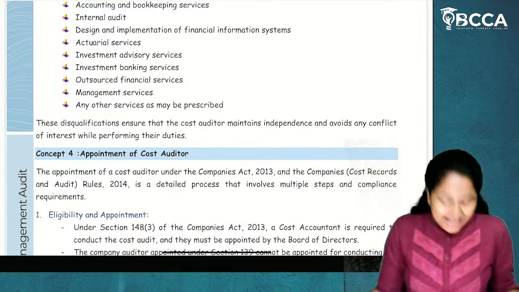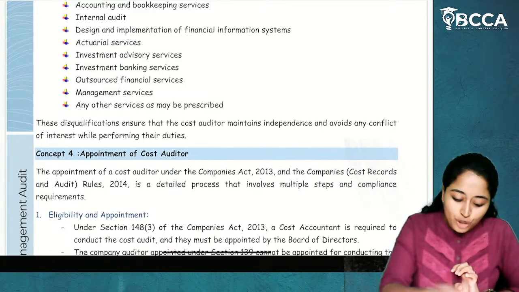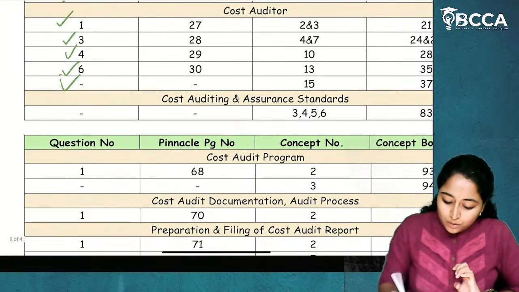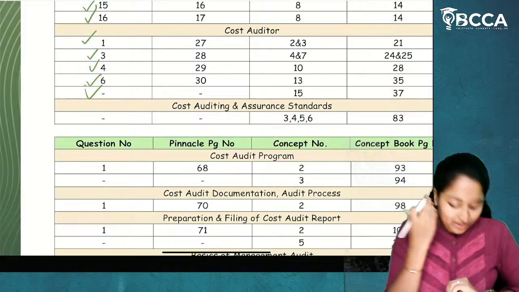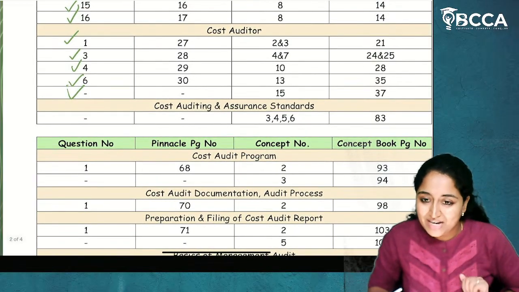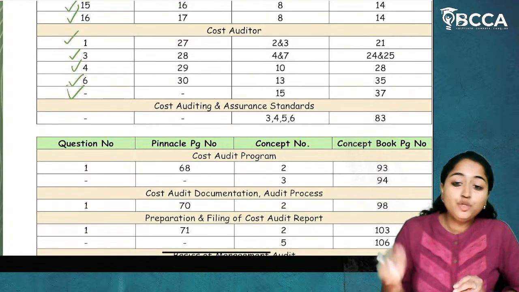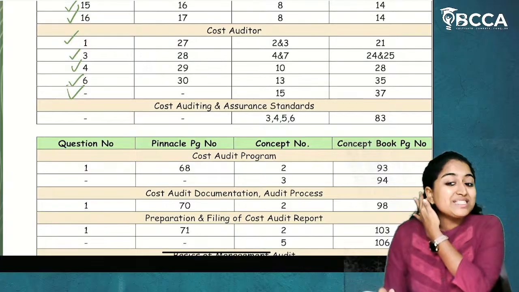So, yes, we have done with Unit 3, Cost Auditor. Now, moving on to Unit 4. Now, here in Super 50 sheet, Unit 4 questions are not given. Now, why Unit 4 questions are not given? Are they not important? Yes, they are important. But we have to give questions in Super 50 for cost accounting standards.